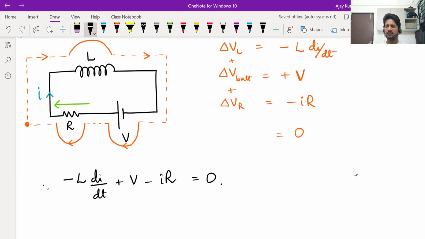So potential change across an inductor. If you are going in the direction of current, you should write minus L di by dt. If you are going opposite to the direction of current, you should write plus L di by dt.